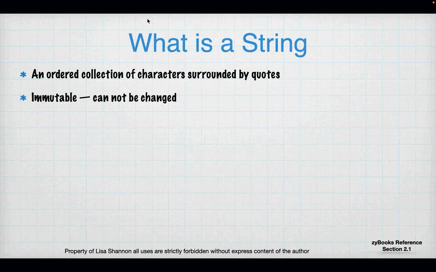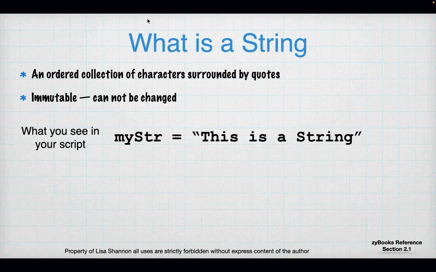So what is a string? It is an ordered collection of characters surrounded by quotes. Literally, that is it. That's what makes a string in Python. And it's immutable, which means a string cannot be changed. I'll explain a little bit more about what that means practically and how we get around it in a little bit. So, if I'm thinking about a string, what you see is an ordered set of characters surrounded by quotes.